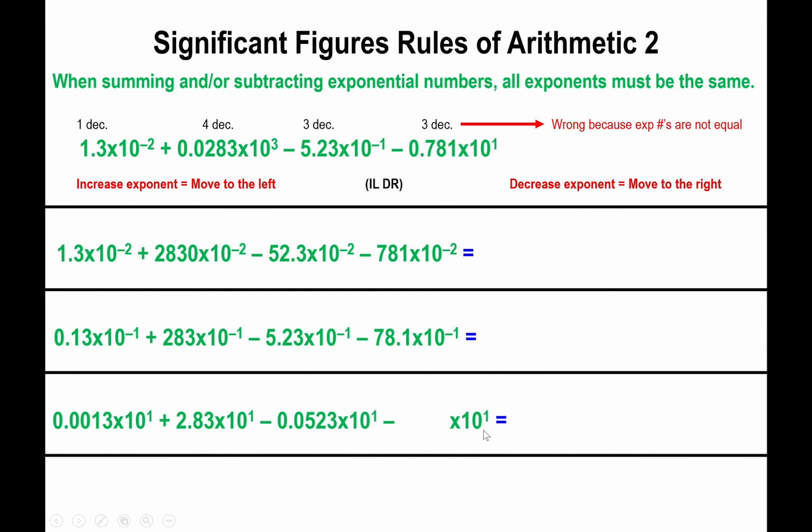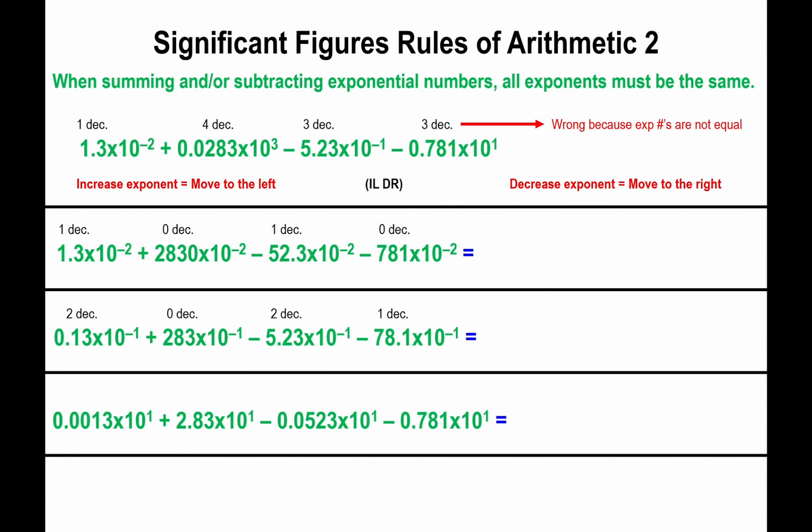And if you want to go up to 10 to the first, well, that's literally what you started with, so you just copy down the number as is. Alright, now that all the exponents are the same, you can finally look at the number of decimal places. And looking at the first set of numbers, you have 1 decimal place on the first one, 0 decimal places on the next number, 1 decimal place on the third number, and 0 decimal places on the last number. So technically your answer has to have 0 decimal places.